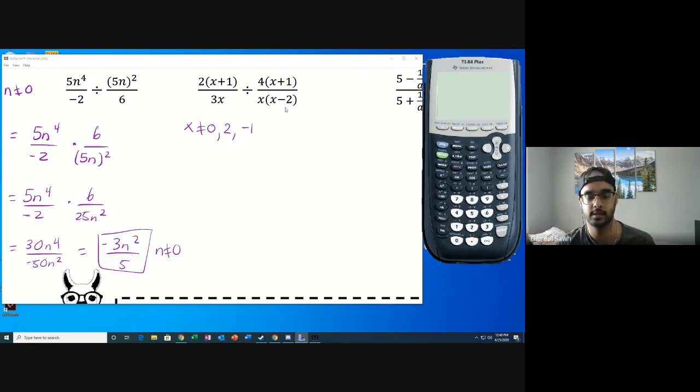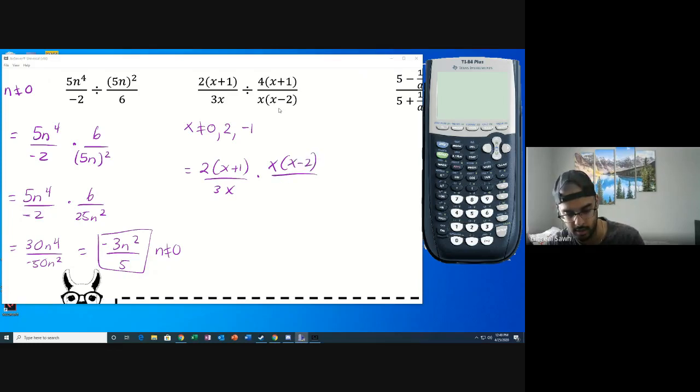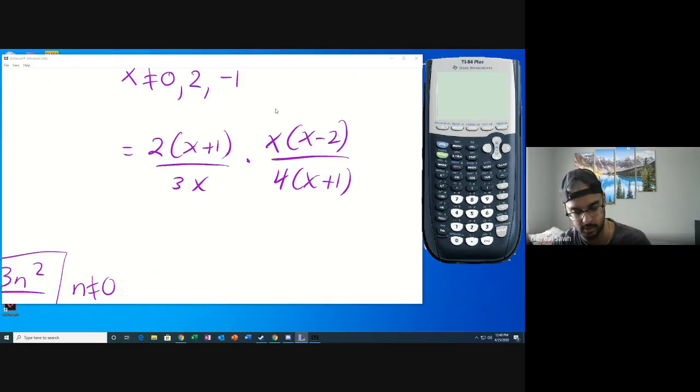Now you can start to simplify. So flip over that second fraction. So 2 times x plus 1 over 3x, multiply x, x minus 2, and that's a 4 times x plus 1. Now we can start to cancel things out. So I see an x plus 1 on the left. I see an x plus 1 on the bottom right. Those will cancel. X's also will cancel out. So you're going to be left with 2 times x minus 2 over 3.